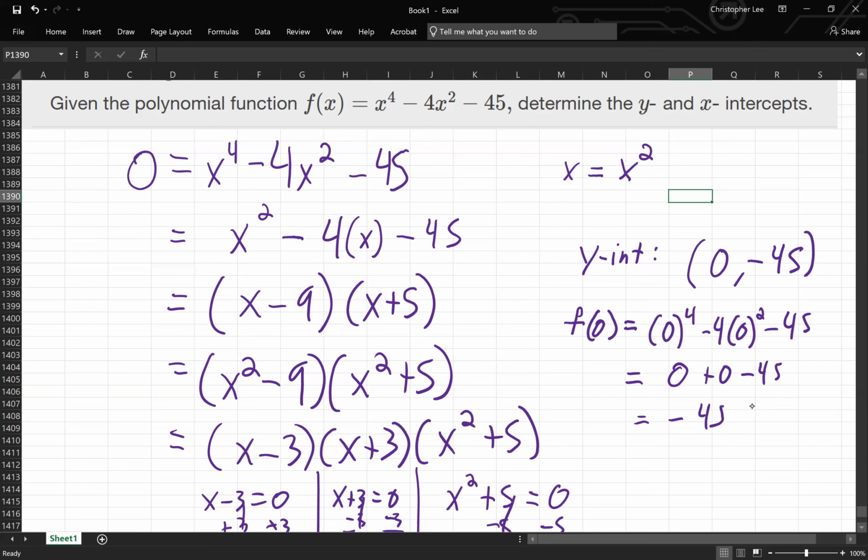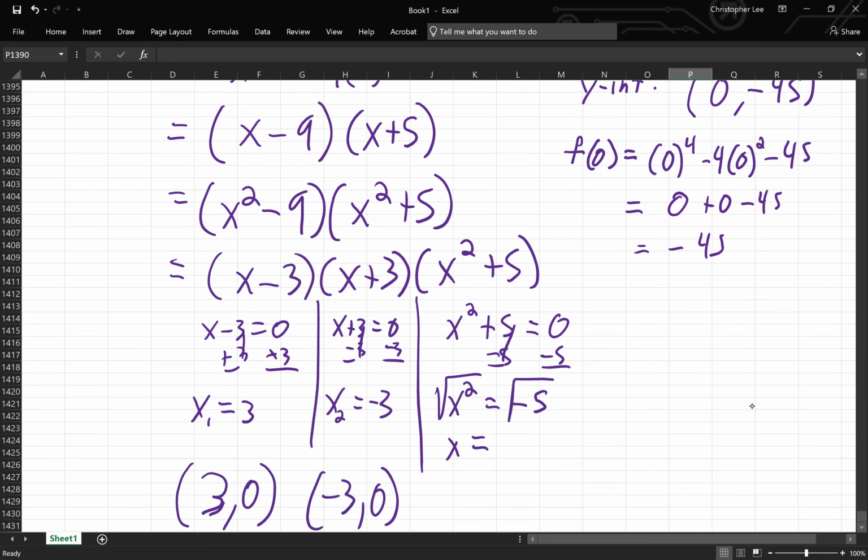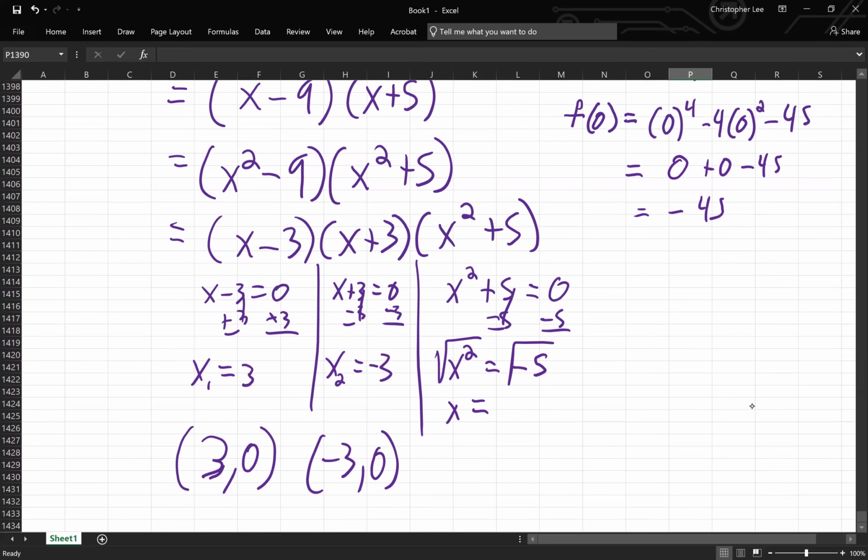Okay. Questions on this? So y-intercept, just plug in 0. X-intercept, factor it, and then set all the factors equal to 0. All right. If you get down to a quadratic, you already know y'all got the quadratic formula.